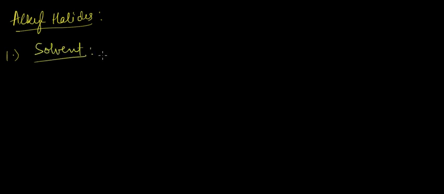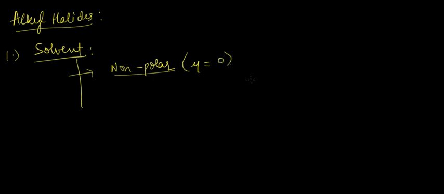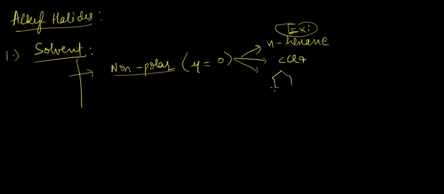solvent. So for solvents, we can have two types. One is non-polar. Non-polar means whose mu is 0. Mu is dipole moment. I'm just listing some of the examples, but there can be many. Examples are n-hexane, then we have CCl4, we have benzene.